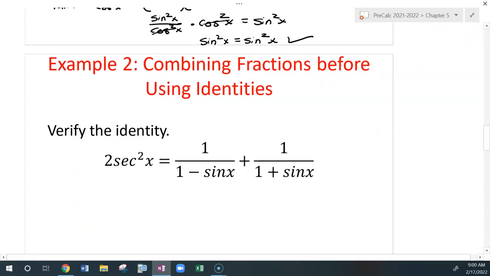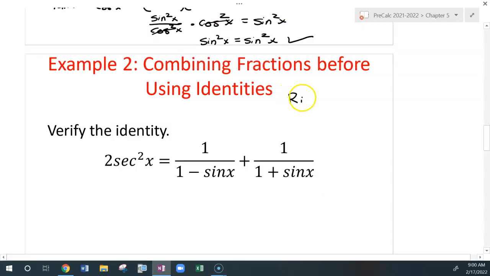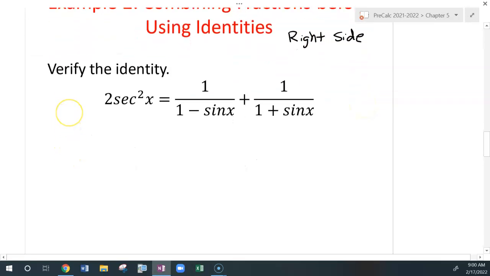Here's another one. We're going to combine fractions before using identities. So that's a hint for this one. Now notice that the fractions are showing up on the right-hand side, so we're going to use the right-hand side this time. And we're going to combine our fractions first. So 2 secant squared of x equals, I'm not going to change the left at all this time, I'm just going to change the right.